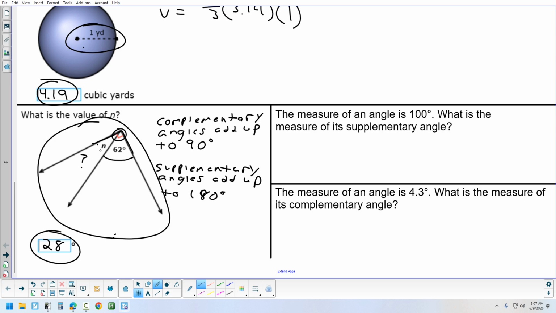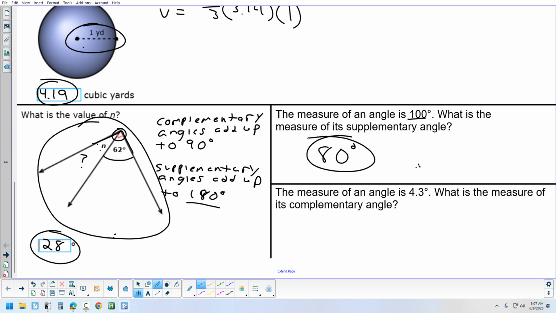Let's look at this one. This time they don't give you a picture. They say the measure of an angle is 100. What is the measure of the angle that is supplementary? Remember, supplementary means it has to add up to 180. So how big would an angle have to be to add to 100 to make it 180? Yep, 80. So that's finding a supplement.